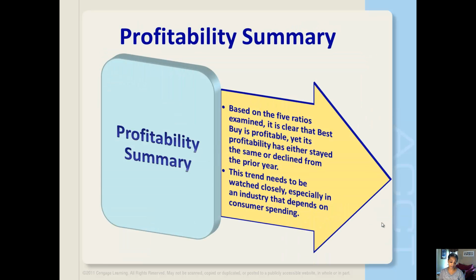So let's summarize the overall profitability of Best Buy. Based on those 5 ratios that we looked at, it's clear that Best Buy is profitable, but its profitability, depending on which ratio you look at, has either stayed the same or declined from the prior year. So they might want to take a look at this trend, especially in an industry that depends on consumer spending.